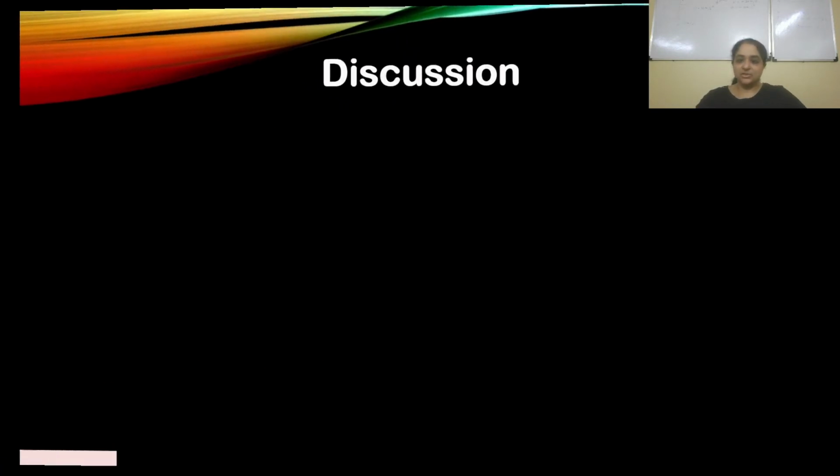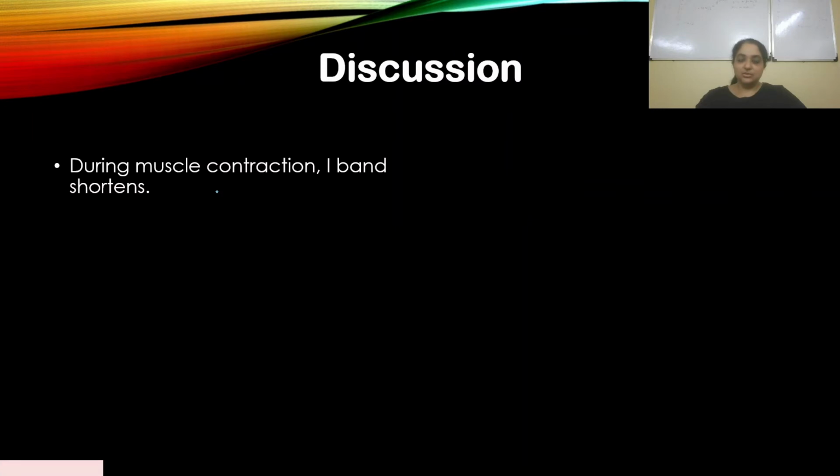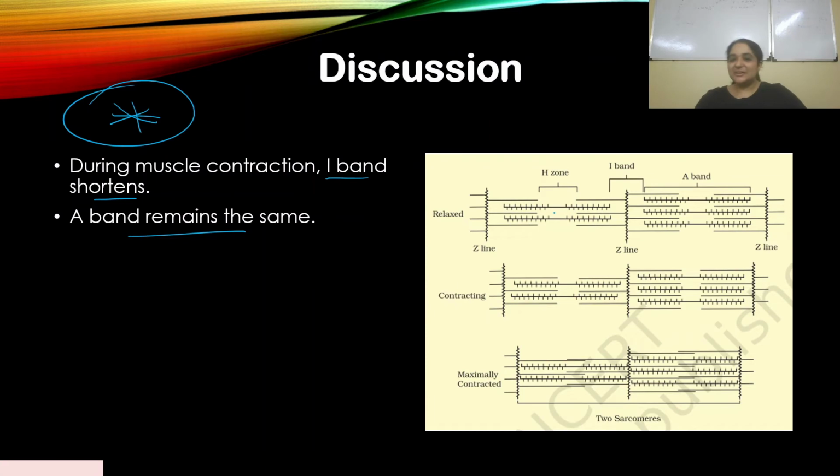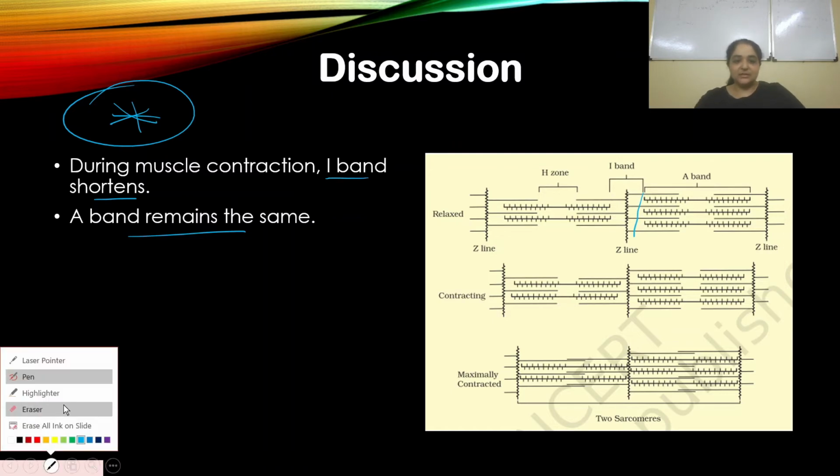Let's go to the discussion. So during muscle contraction, the I band shortens, the A band remains the same. Again, this is another very important topic. This has also been asked multiple times, so I would suggest you remember this. Again we come back to the diagram from NCERT. So what happens now? You know what the A band is. Sorry, let me erase this part.